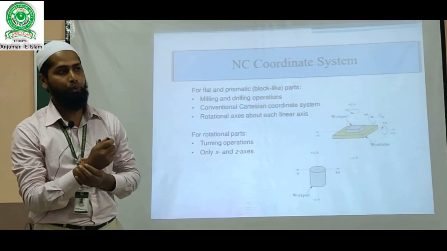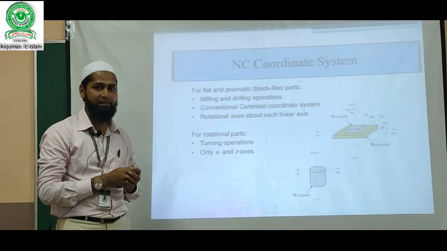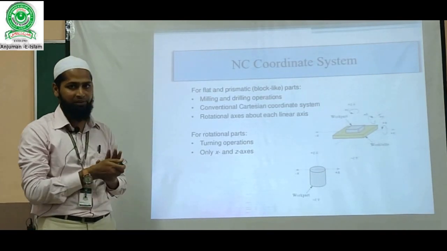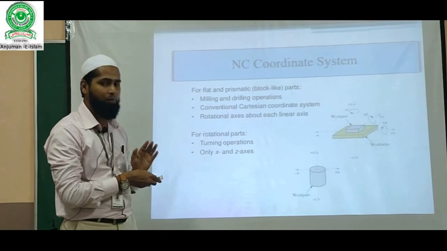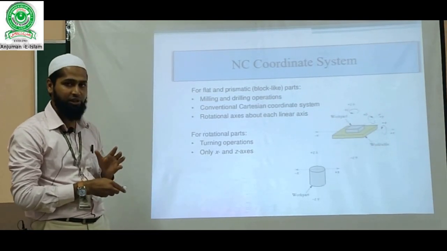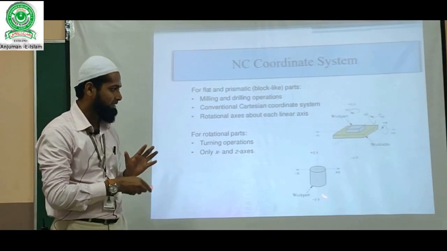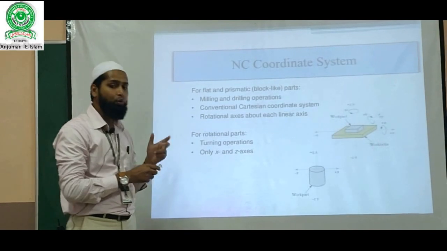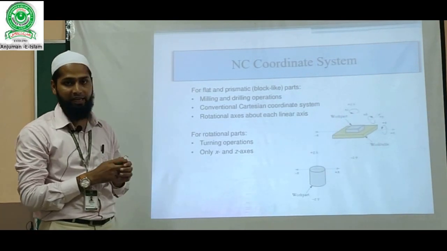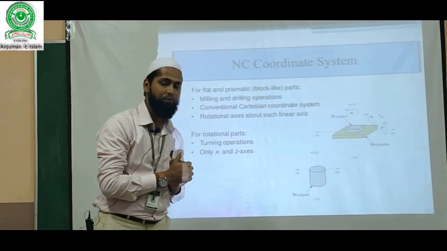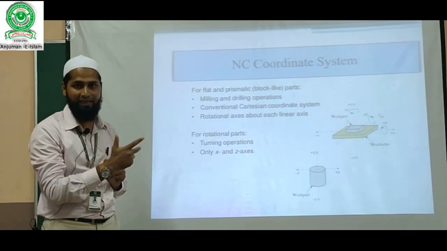Usually we use 2 types of machines in industries. One is the milling machine, another is the turning machine. For milling machines we use all these axes, but for turning machines we usually use x and z direct translation motions. How to find these 3 directions? We can find the directions by using the right hand thumb rule.